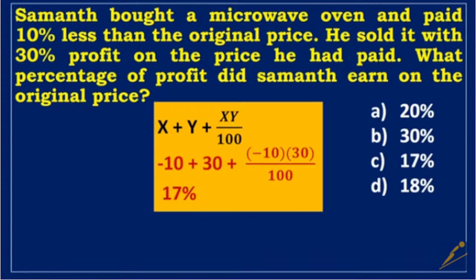According to the effective percentage formula, the net percentage between two percentages is minus 10 plus 30 plus minus 10 into 30 divided by 100. In this case, the sum of minus 10 and plus 30 and a fraction of minus 300 divided by 100, which is 17%. Next example.